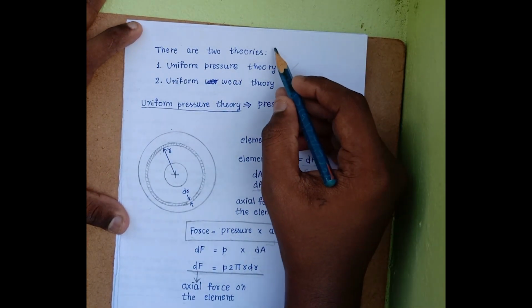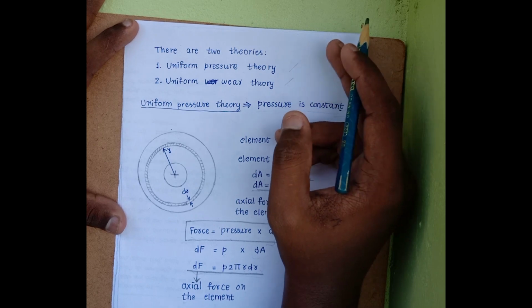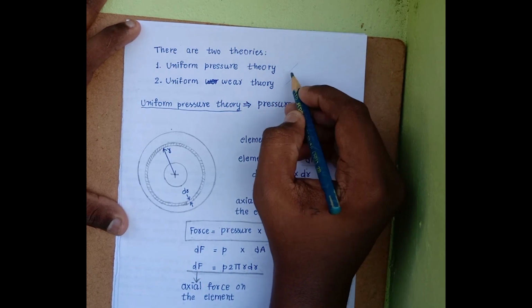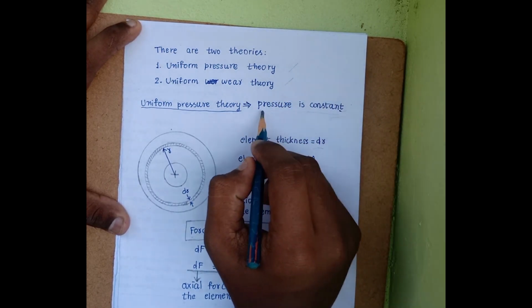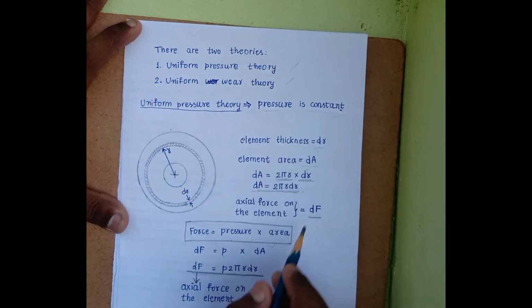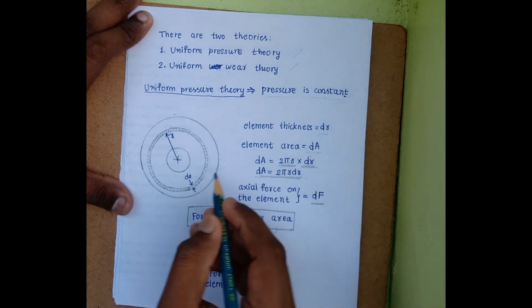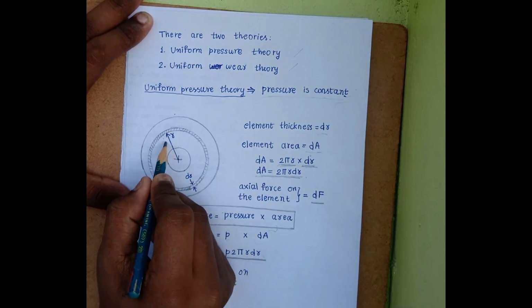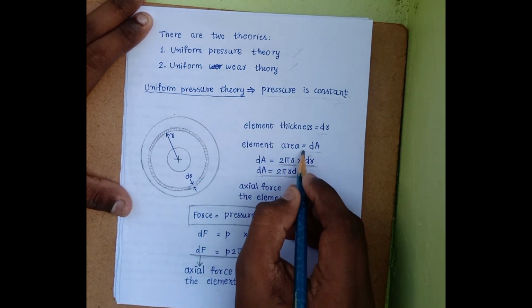There are two theories to calculate the torque transmitting capacity of a clutch: uniform pressure theory and uniform wear theory. We will talk about uniform pressure theory. In this theory, we assume pressure is constant. Let's consider an element of thickness dr at a radius r. Elemental area is equal to dA.